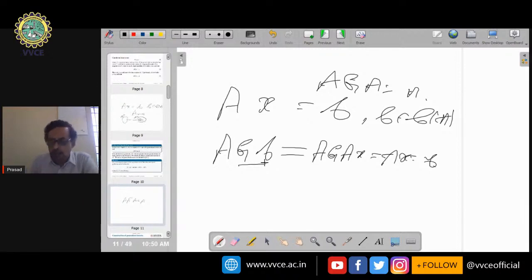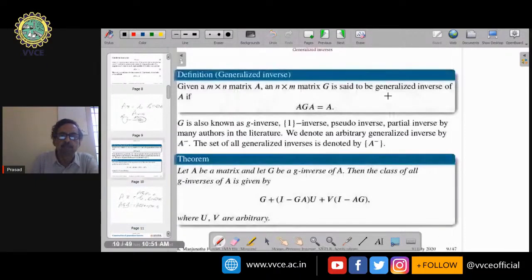Suppose GB is a solution for every consistent linear system. Then we can prove easily that G is a matrix satisfying AGA is equal to A, or a generalized inverse.